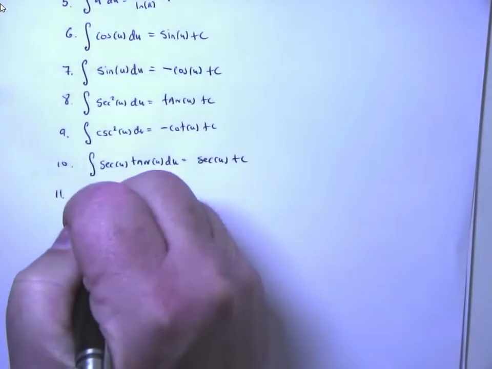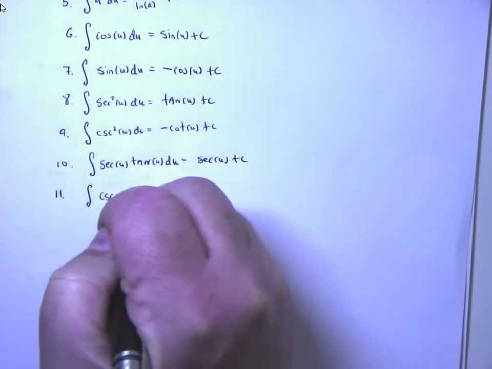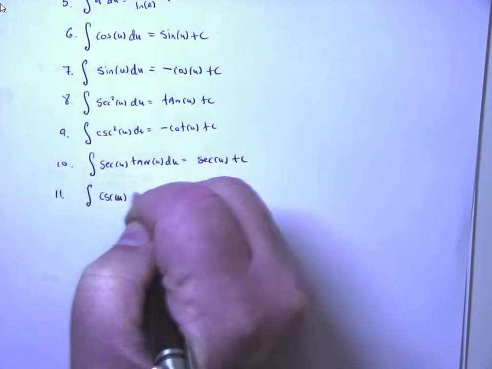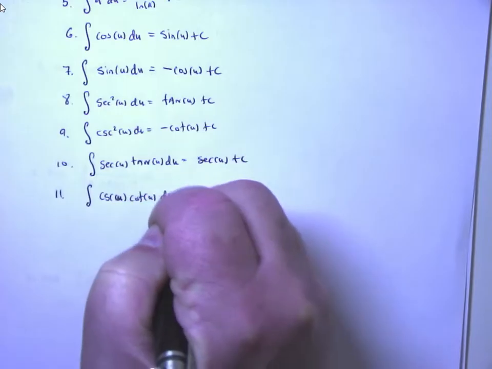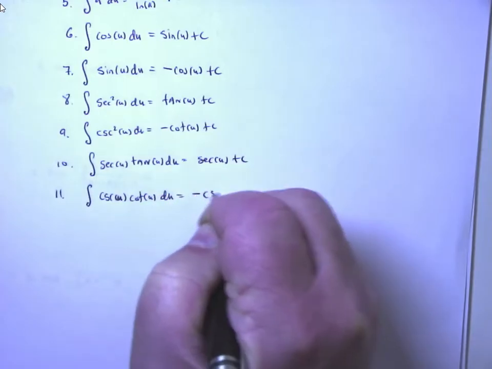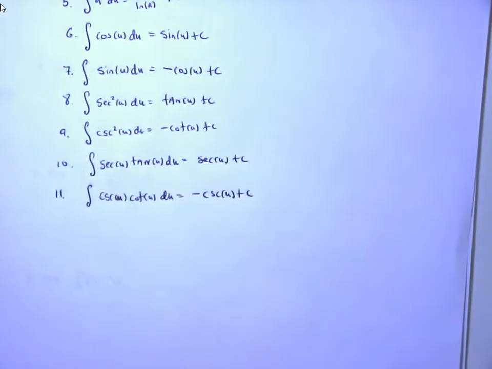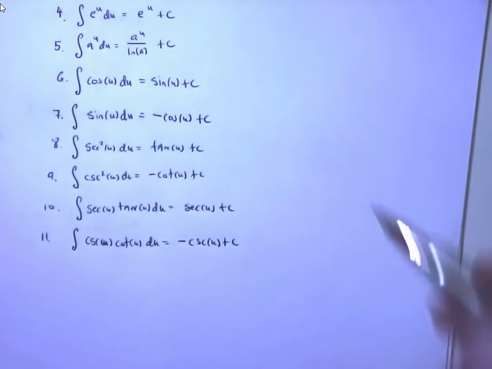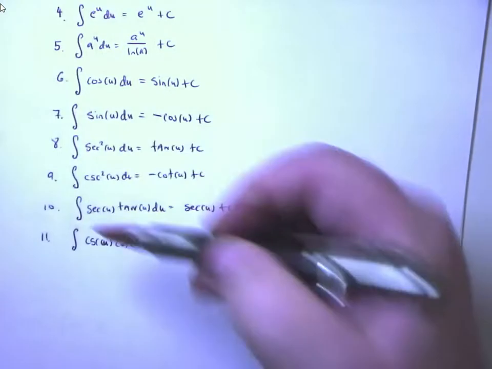Rule number 11 is the integral of cosecant of u cotangent of u du is equal to negative cosecant of u plus c. 6 trig formulas. 1, 2, 3, 4, 5, 6.